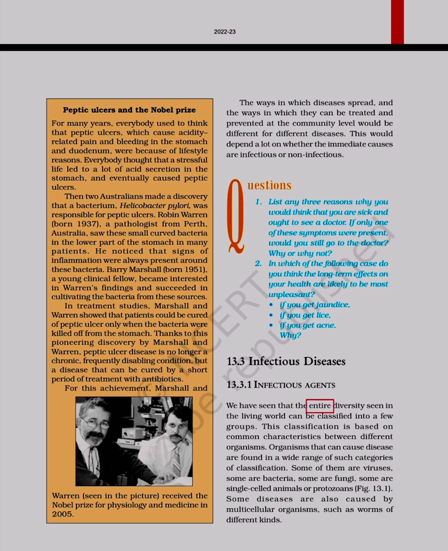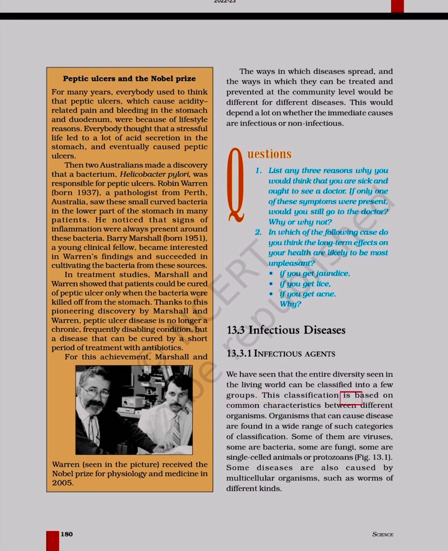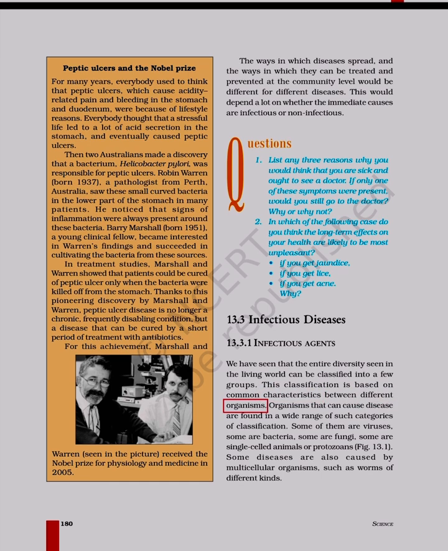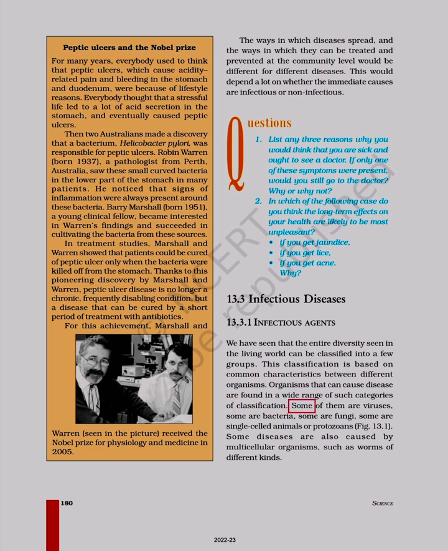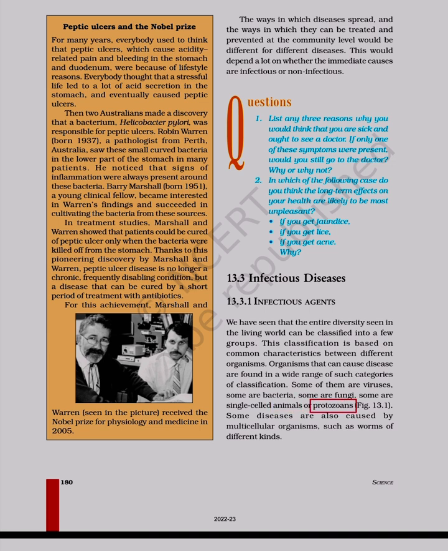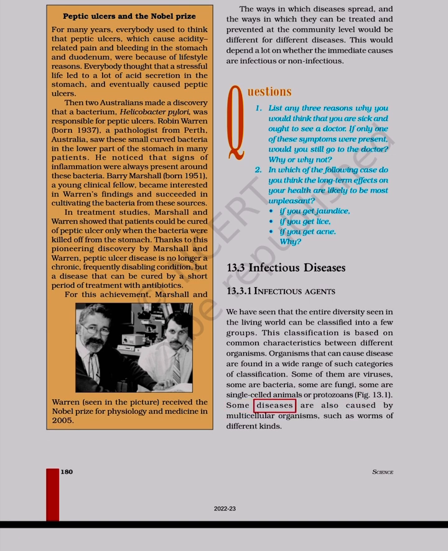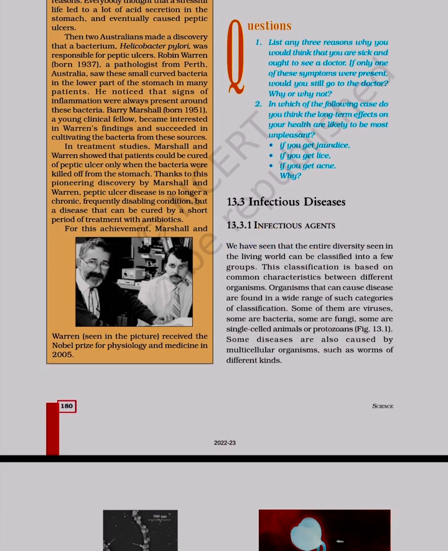13.3 Infectious diseases. 1. Infectious agents. We have seen that the entire diversity seen in the living world can be classified into a few groups. This classification is based on common characteristics between different organisms. Organisms that can cause disease are found in a wide range of such categories of classification. Some of them are viruses, some are bacteria, some are fungi, some are single-celled animals or protozoans. Some diseases are also caused by multicellular organisms, such as worms of different kinds.